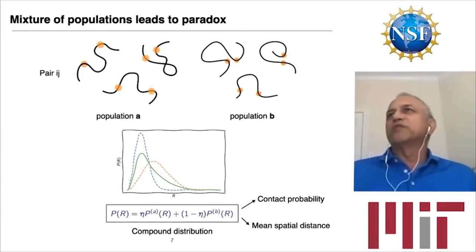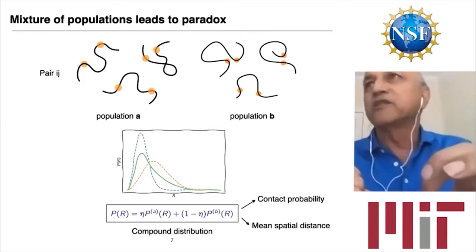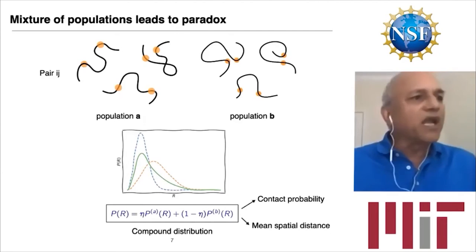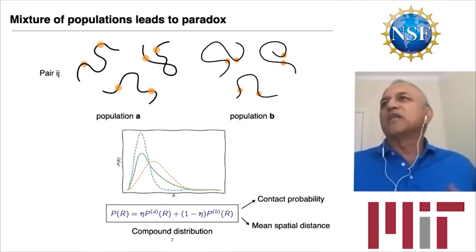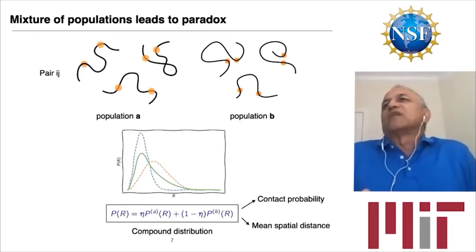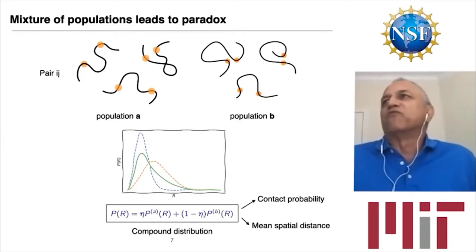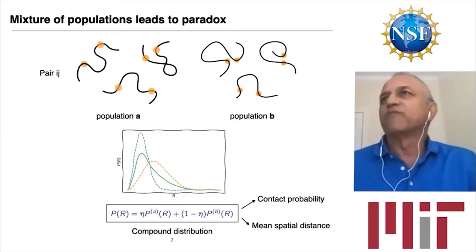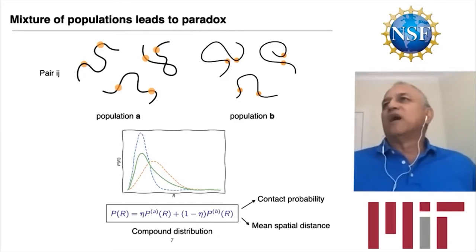I could, in principle, calculate the distribution of distance between these orange pairs, those are the two loci, as a function of R, and you would get this orange curve where the contact is not present. The distance is too far for them to be in close enough proximity to make contact. On the right-hand side, the blue curve shows you when the contact is present, and the green curve is what a Hi-C experiment tells you, an average of the two.